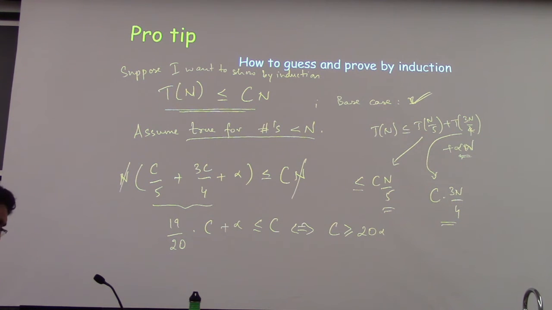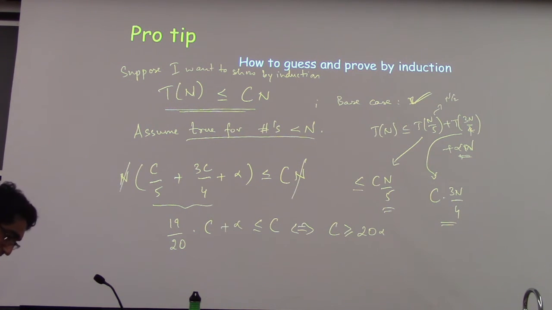If you try this proof as an exercise, go home and try this proof with the previous recurrence we had, where you had an n over 2 here, you'll see that the coefficient of C on the left will actually be bigger than the coefficient of C on the right, which means that there's no C for which it can work. So it's good to try these things.